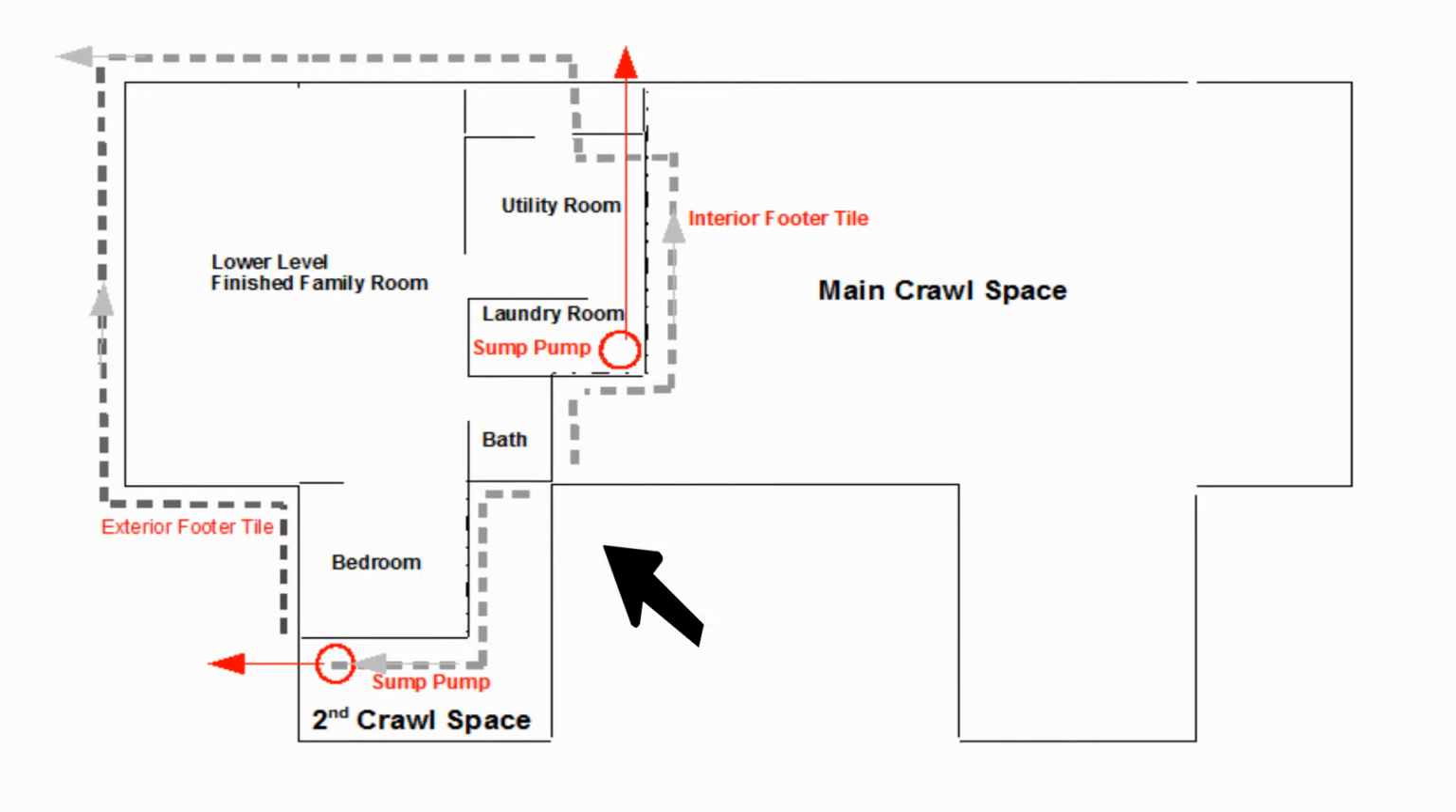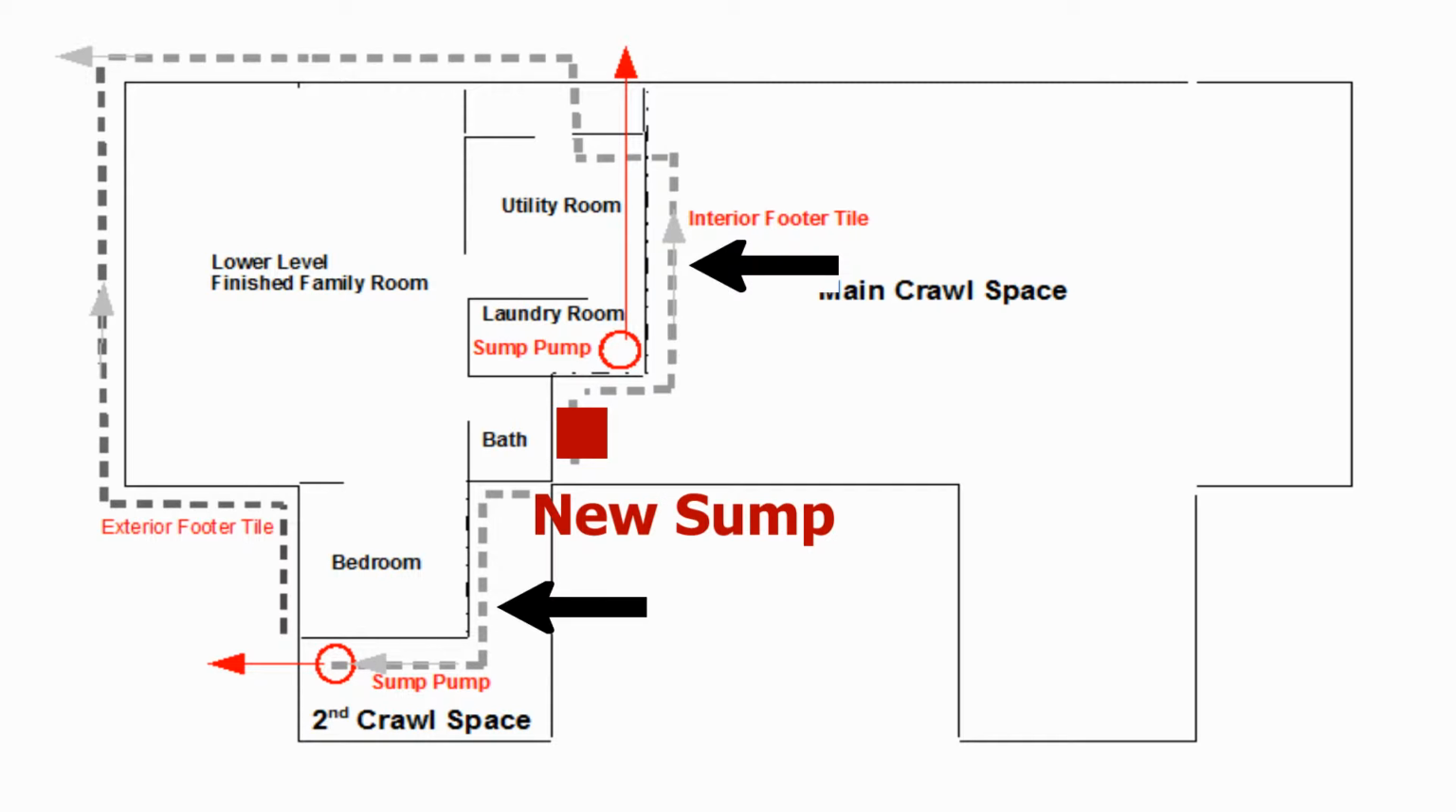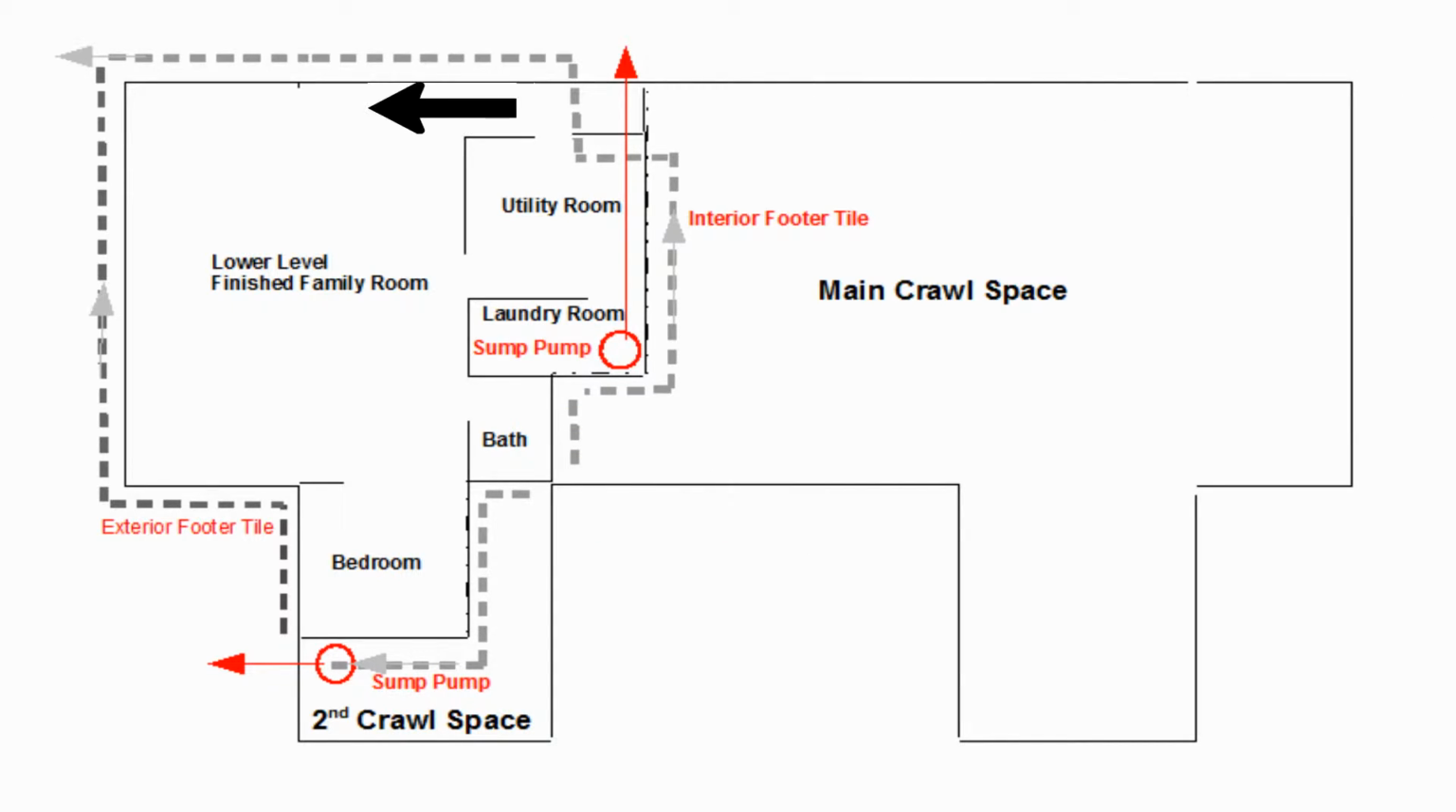First, we need to clean the gutters. This is a relatively inexpensive venture and it may solve the problem. Second, we need to install new footer tiles inside of both crawl spaces. We're also going to add a sump pump in here to help remove this water quickly. And third, we are going to install exterior footer tiles and a proper discharge for the exterior foundation drains.